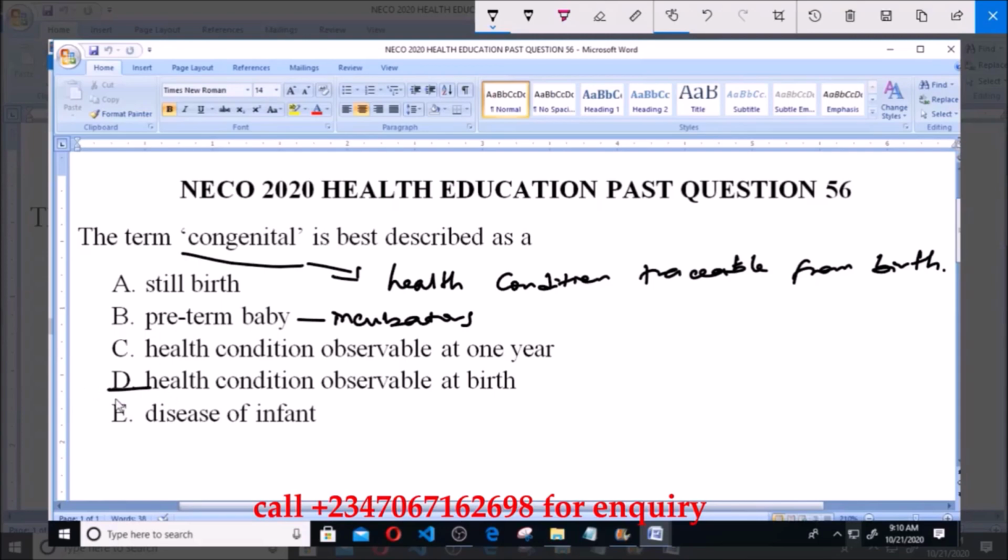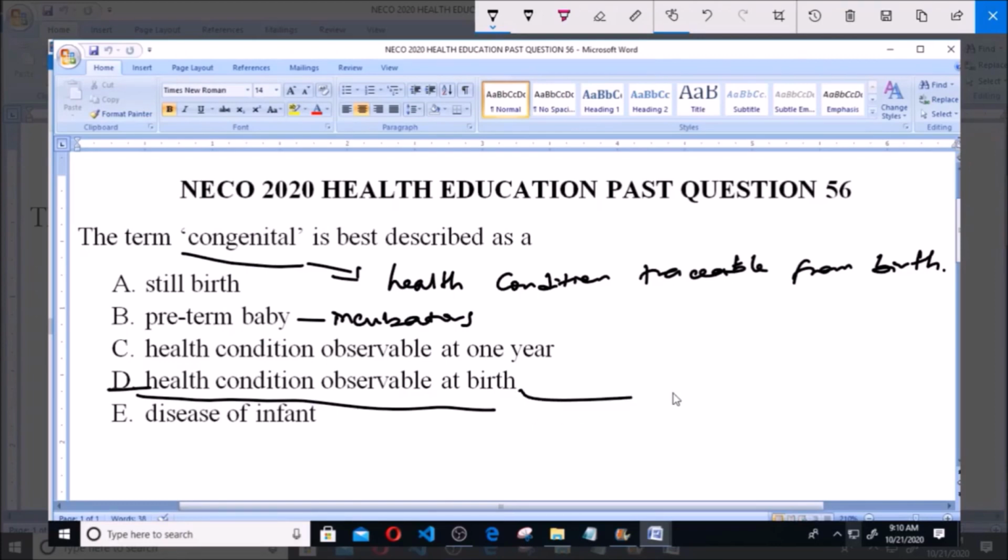But congenital, like I say, refers to health condition observable at birth, not observable at 1 year, because congenital simply means that the condition or the disease is traceable right from birth, and that is option D. So this is the answer to this question.